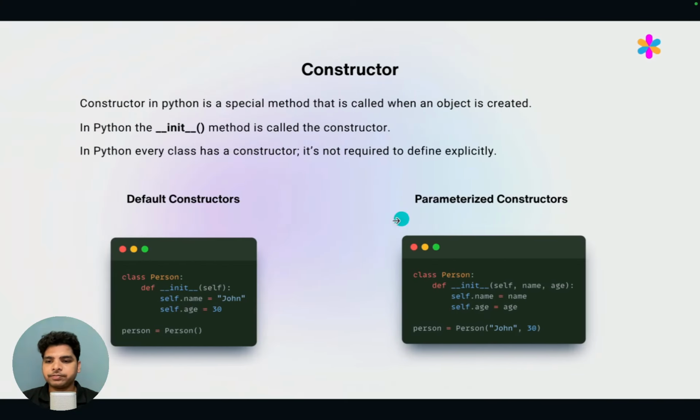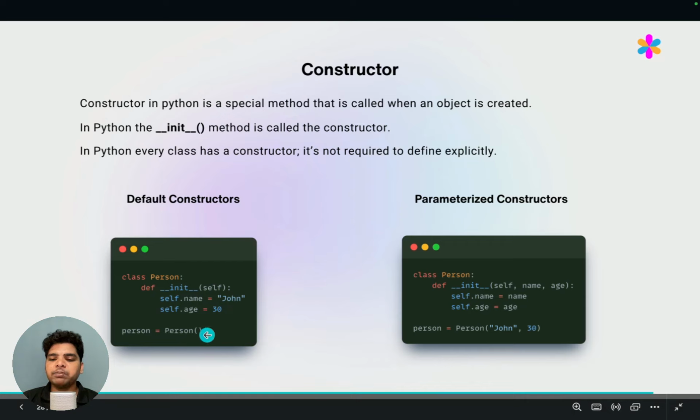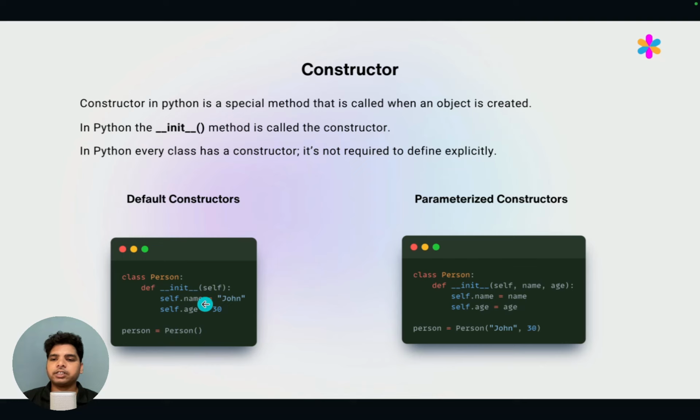Let's see the example. So this is a person class, right? And we have defined a constructor here. When we create an object from this class, this method will be called by default. So this is called the constructor. Every time you create a new object, this constructor will be called. Now, in Python, the __init__ method is the constructor. So __init__ is basically the name of a function, and this special kind of function is called the constructor function.